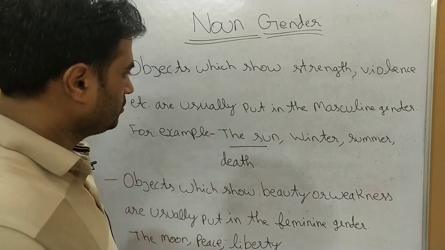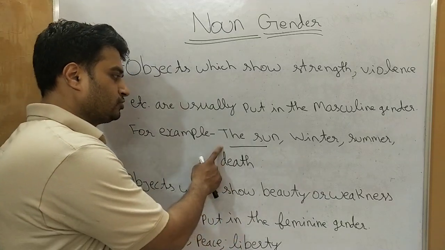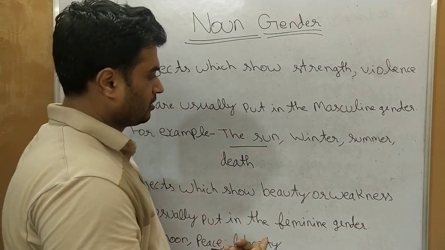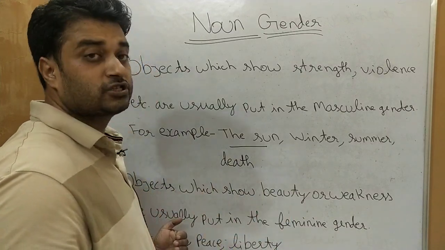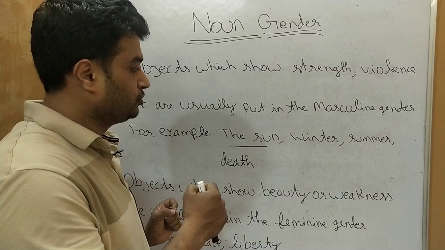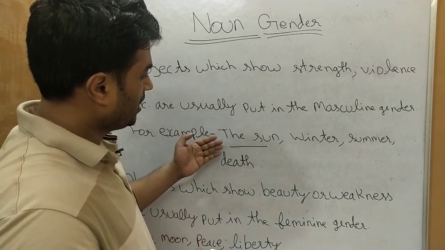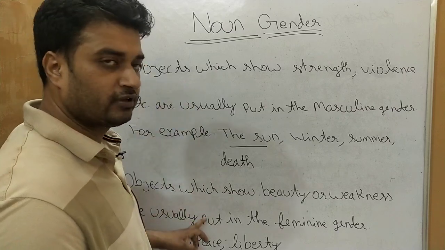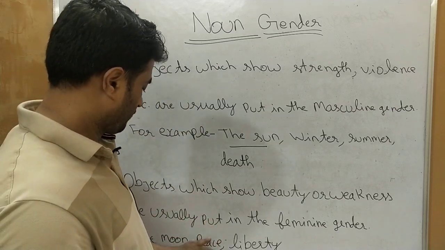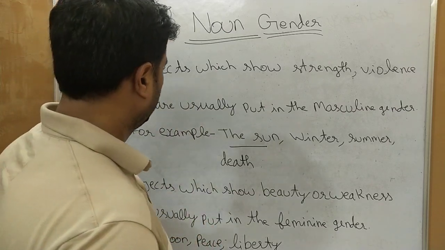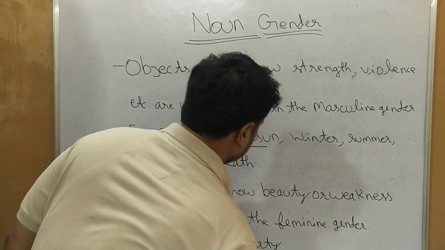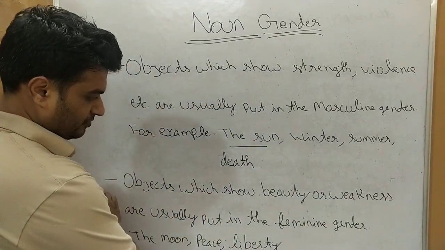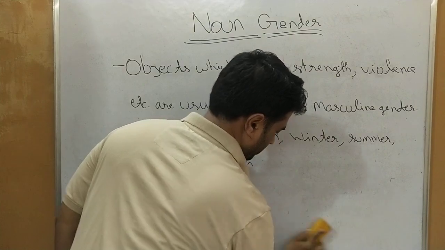So when we treat an inanimate object or a non-living thing as a living being or as a human being, then we have to put them in the category of the masculine gender or in the category of feminine gender. All right, now we will see further a couple of important things.